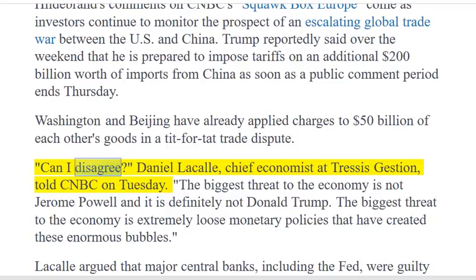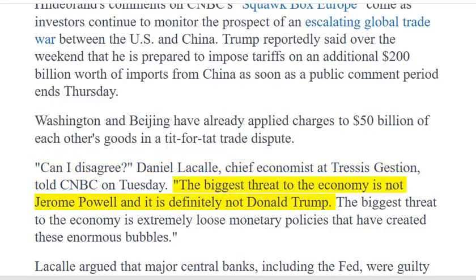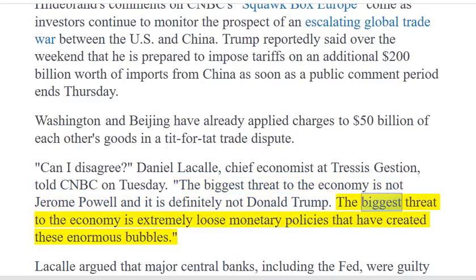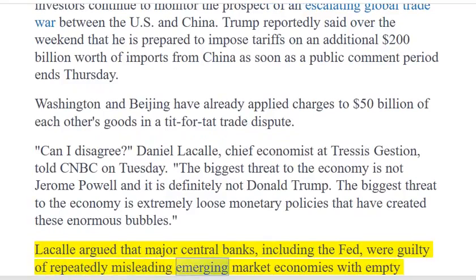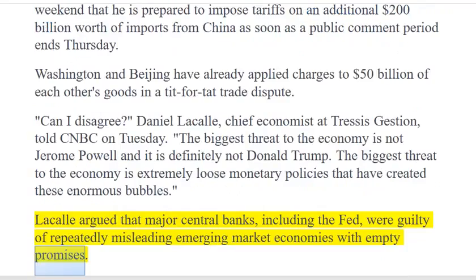"Can I disagree?" Daniel Lakelly, chief economist at Tressis Gestion, told CNBC on Tuesday. "The biggest threat to the economy is not Jerome Powell, and it is definitely not Donald Trump. The biggest threat to the economy is extremely loose monetary policies that have created these enormous bubbles." Lakelly argued that major central banks, including the Fed, were guilty of repeatedly misleading emerging market economies with empty promises.